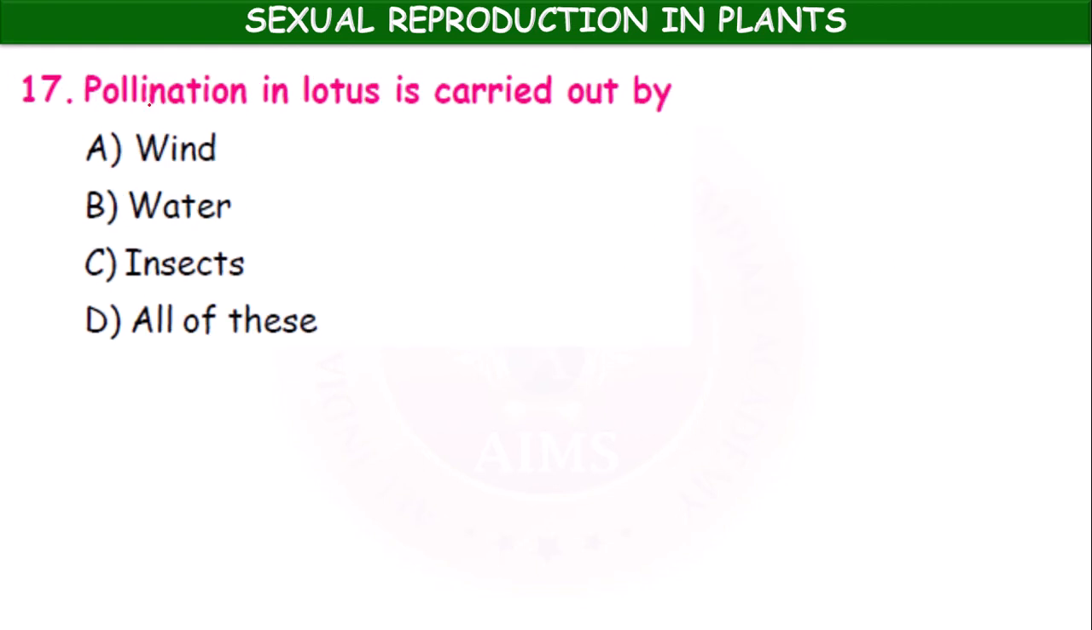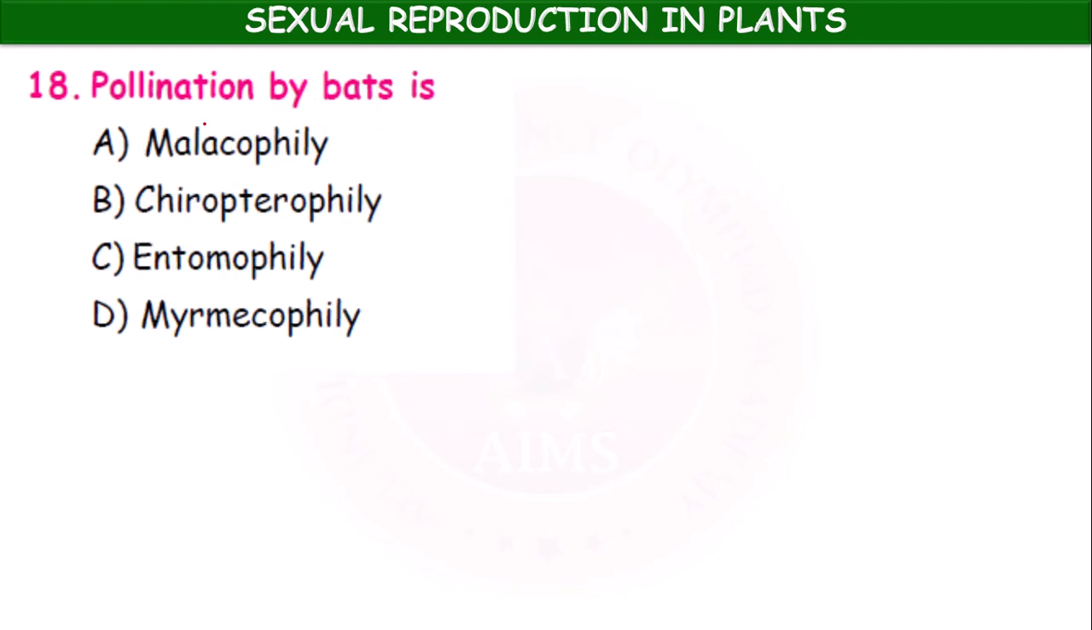Next, the pollination in lotus is carried out by wind, water, insects, all of these. Okay, pollination in a lotus is carried out by insects. Though it is a water plant, the flower is outside the water. Pollination by bats is called malacophily, chiropterophily, entomophily, myrmecophily. Okay, which one?